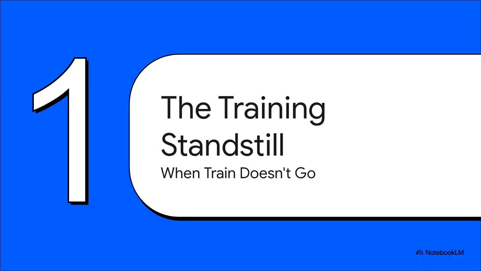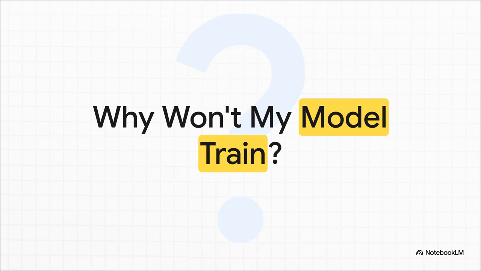Okay, first up, the training standstill. This is that gut-wrenching moment when you hit run on your training script and, well, nothing really happens. Look, it's a question we've all asked ourselves. You've spent all this time designing what you think is a perfect neural network, your data is squeaky clean, but the moment you start training, the loss either stays completely flat or just blows up into not a number. The model isn't learning a thing, it's just stuck in the mud. So what is going on here?